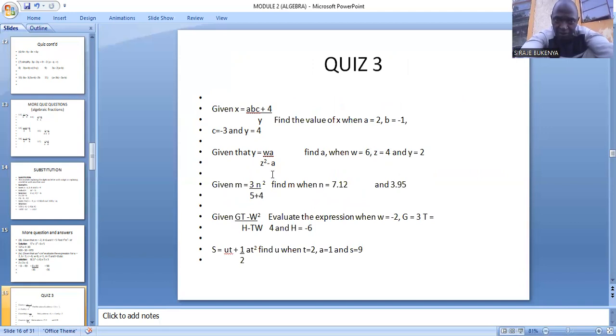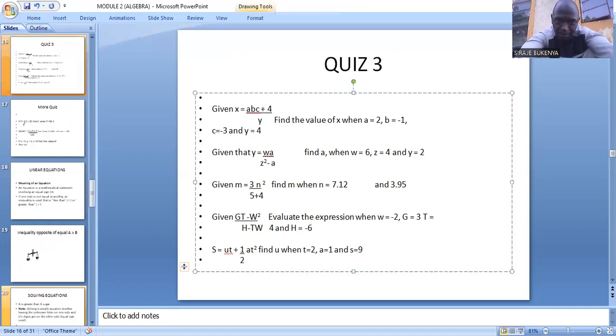Given m is equal to 3n square over s plus 4. It's s plus 4. When m is 7.12 and you have also s equal to that. How can you solve that?